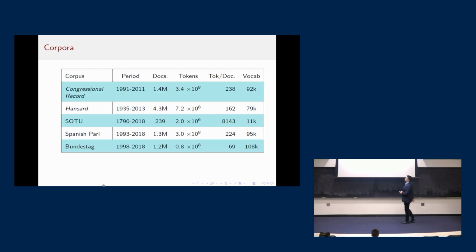Okay. All right, so I'll give you a second just to have a look at our corpora. We're going to focus on that first one, the congressional record. But as you see, we've got some stuff that really varies in size, and varies in the period, and varies in the language.